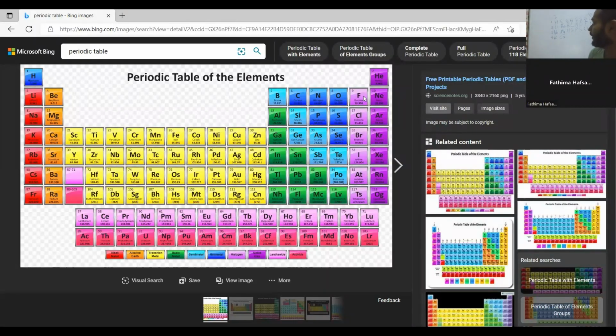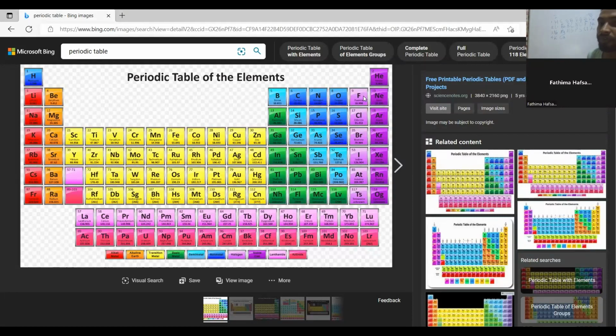Now you tell me, what are the elements that belong to group 1 from these 20 elements? Hydrogen, lithium, sodium, potassium. So these 4 elements are for the first group.